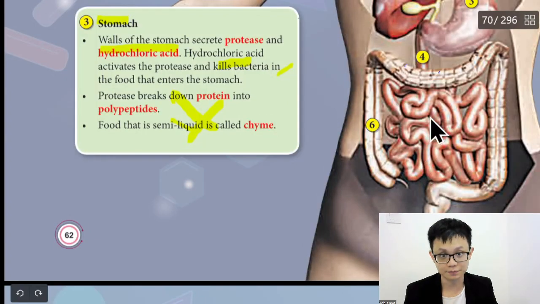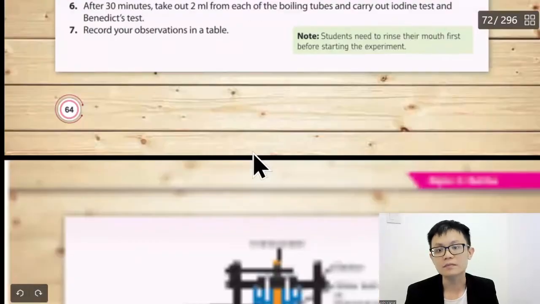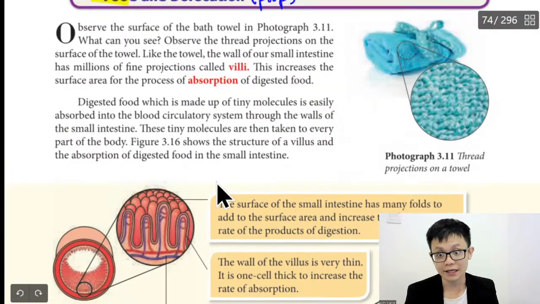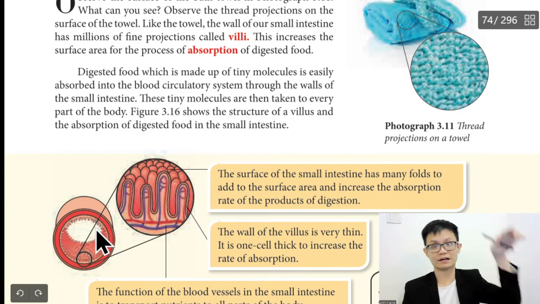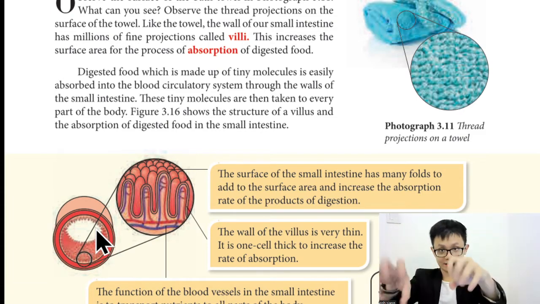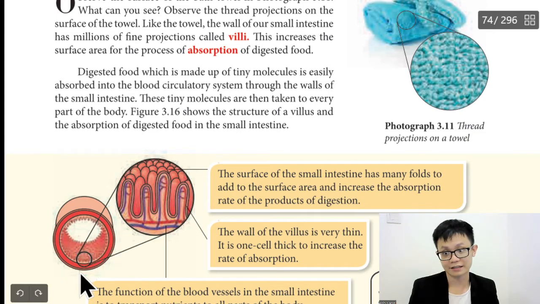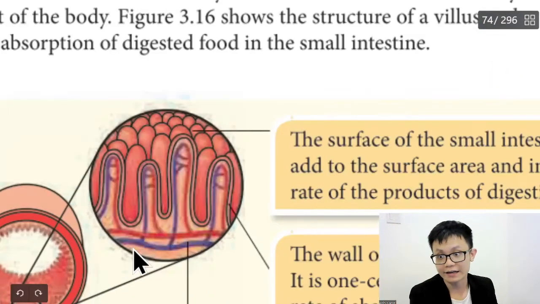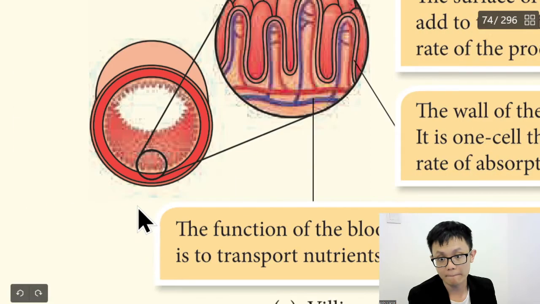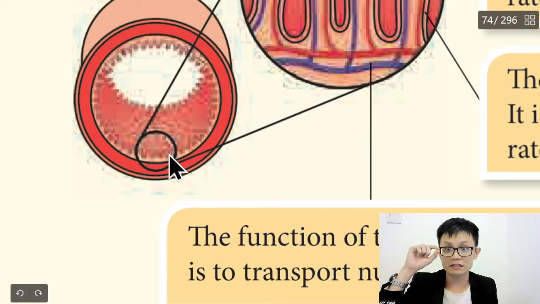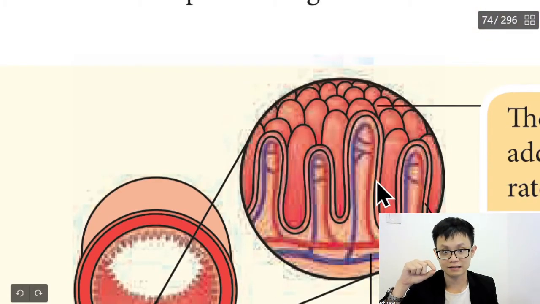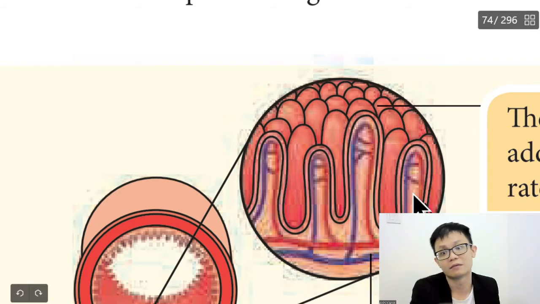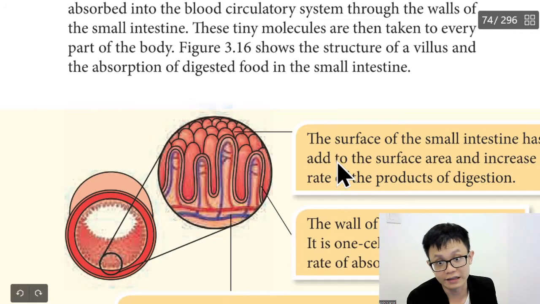This one, the intestine. If I zoom it bigger, it will look something like this. This is the wall of the intestine. If I take the intestine out and cut it, it looks something like this. If I look even smaller, until very small, it is like this, with a lot of up, down, up, down. This is the wall of your intestine.